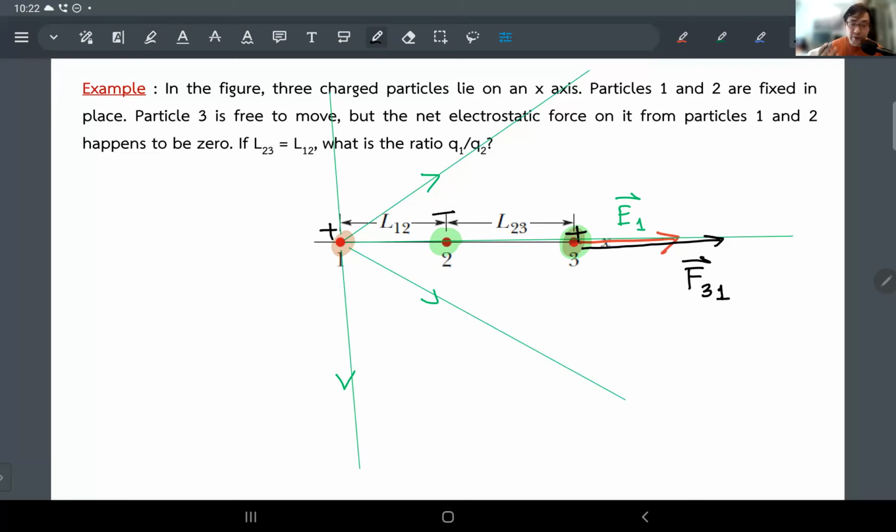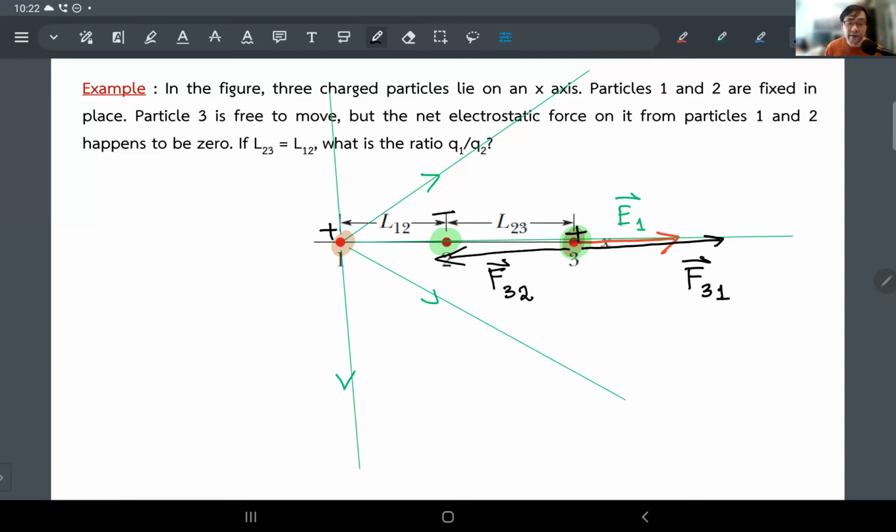And when charge number two is negative, you are placing it next to charge number three that is positive. They're going to attract each other. Now, focusing on charge number three, it will experience the attractive force right there. F acting on number three due to charge number two. Let me write it as F32.